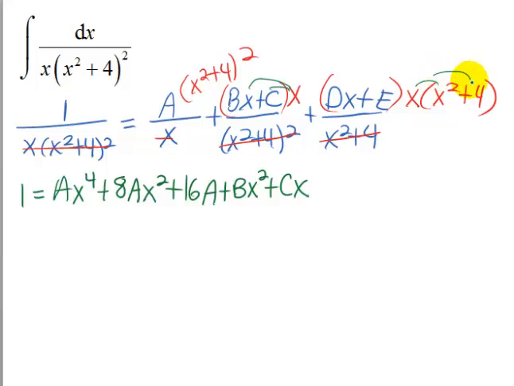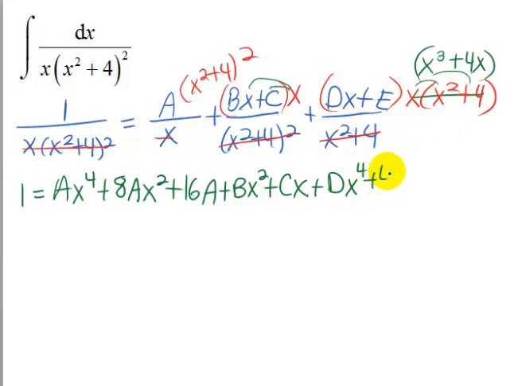Here we'll distribute this through, which is going to be x cubed plus 4x, and then that will need to be FOILed here. So that's going to be plus Dx to the fourth plus 4Dx squared plus Ex to the third plus 4Ex. Pretty long, but not going to be too bad now to equate coefficients.